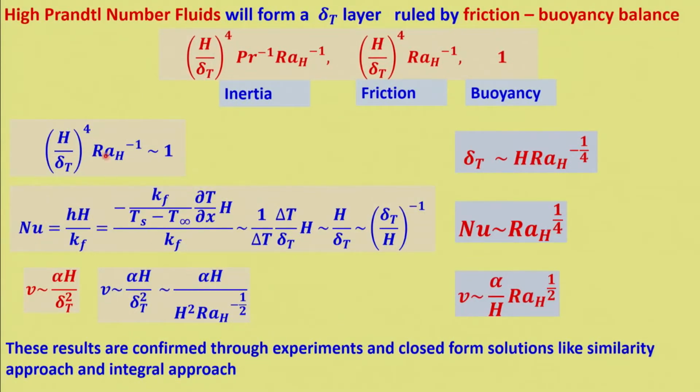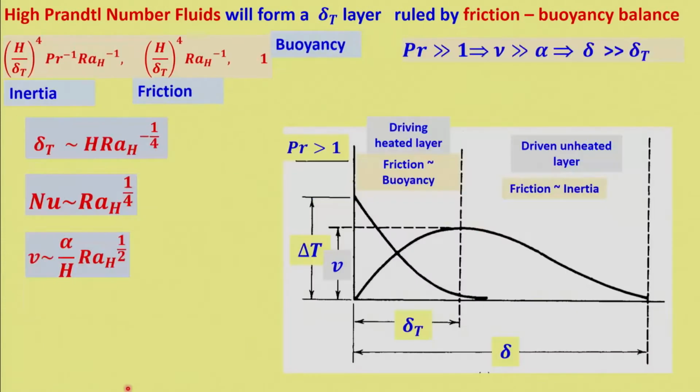Now for high Prandtl fluids, what we took, friction balanced by buoyancy, reduces to delta t is of the order of h Rayleigh to the power of minus 1 by 4. Nusselt number is of the order of delta t by h to the power of minus 1. So Nusselt number is of the order of Rayleigh to the power of 1 by 4. And V is of the order of alpha h by delta t squared. So if I substitute for delta t squared, I get V is of the order of alpha by h Rayleigh to the power of 1 by 2. These results are confirmed through experiments and through similarity solutions and integral approach.